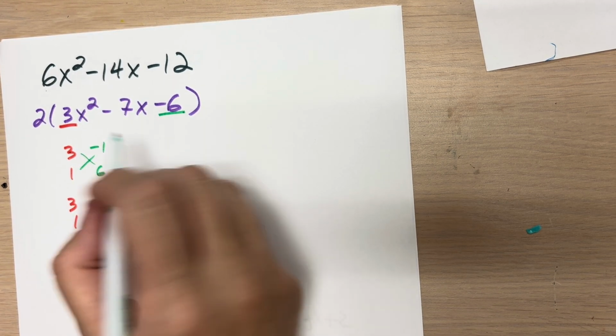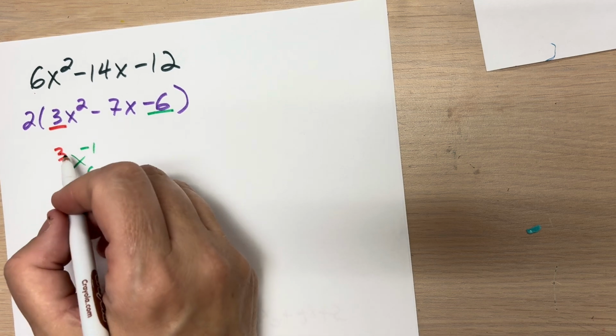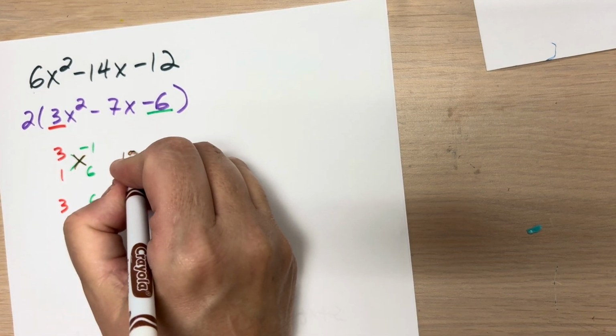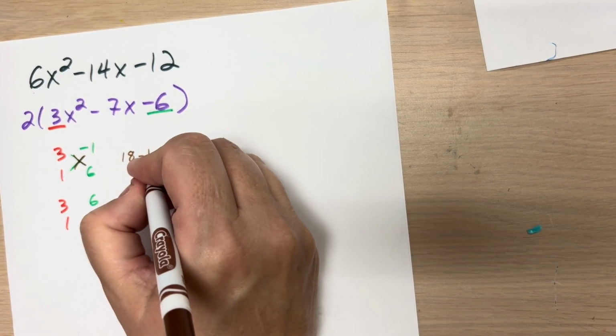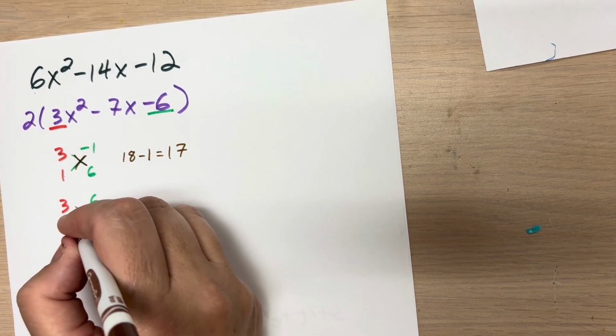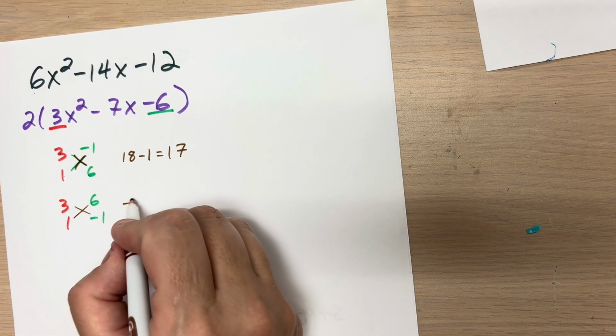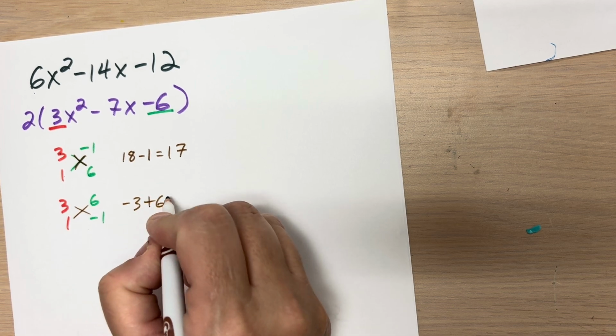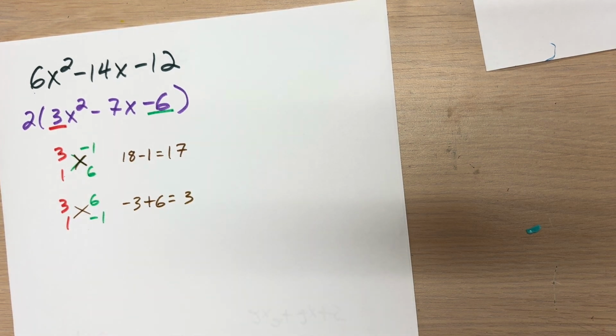3 times 6, 18. 1 times -1 is -1, that's 17. I'm nowhere close, so I don't really need to do the rest of this, but we should anyway, just to see. Nope, doesn't work. So it's not going to be a combination of these. All right, let's try again.